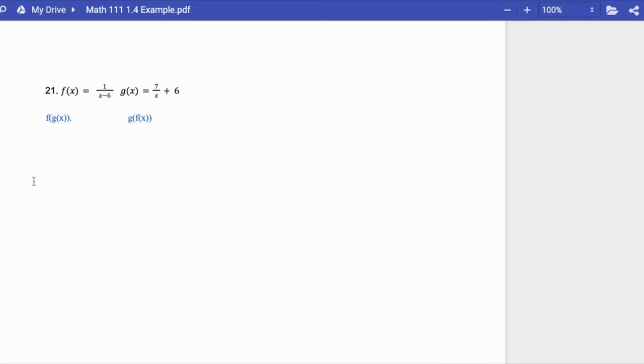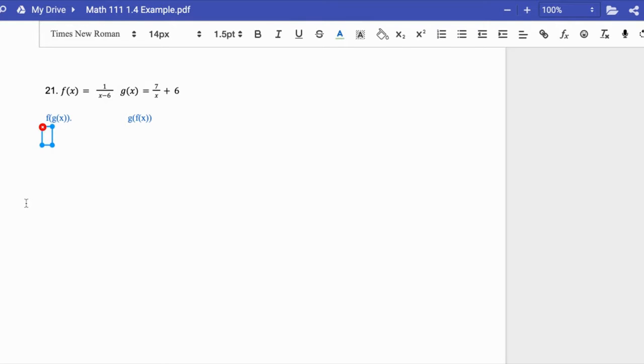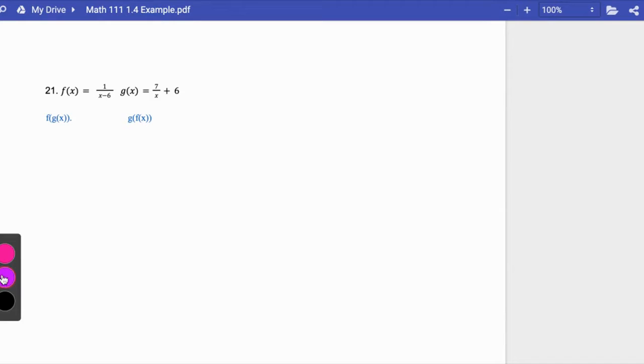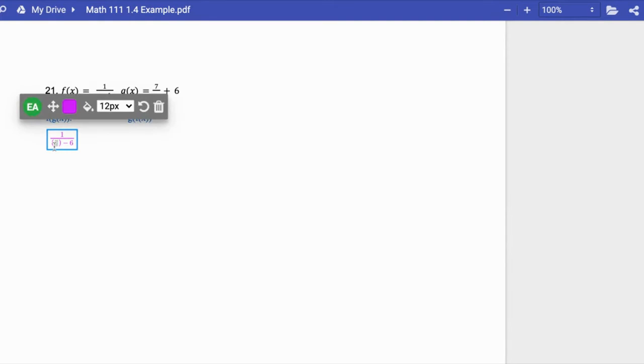So what I'm going to do is start with typing in, remember, we call this the bones of the outside function. The bones of the outside function is just 1 over, and then I'm going to put parentheses where I have an x, minus 6. Now in this blank spot, I'm going to put g of x. So I'm going to put 7 over x plus 6.